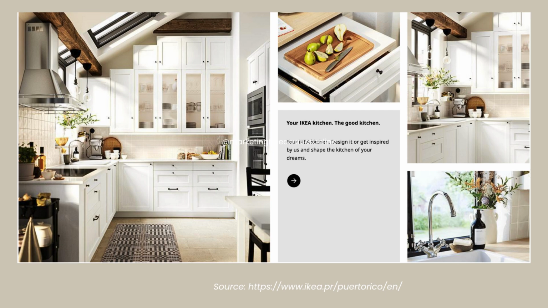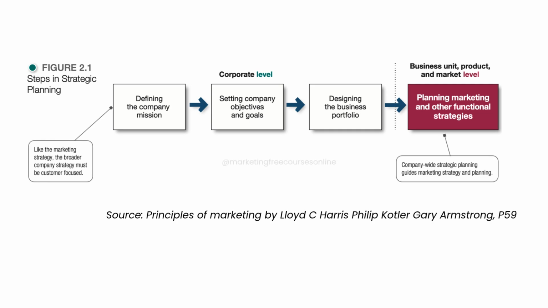All these plans align with the mission and goals. Let's look at Figure 2.1 again. It's a flowchart showing these 4 steps: mission, goals, portfolio, and functional strategies. It's like a recipe for success. Each step builds on the last to keep the company on track. For example, Patagonia's mission to save the planet leads to goals like using recycled materials, a portfolio of eco-friendly products, and marketing that promotes sustainability.